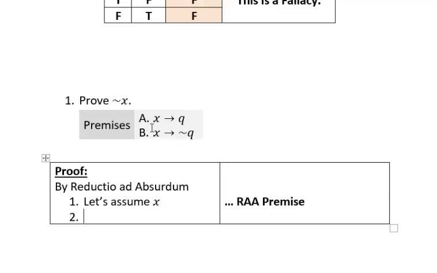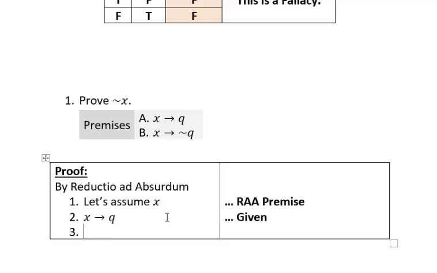So, second step, I'm going to copy one of these ones. Okay, I'm going to copy the first one. I could copy the second one. Doesn't matter which one you use, because you can use both of them. Because I copy it from the premises, then the justification is that it's already given in the exercise.